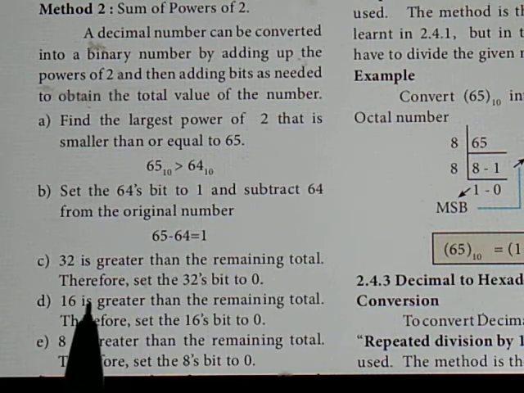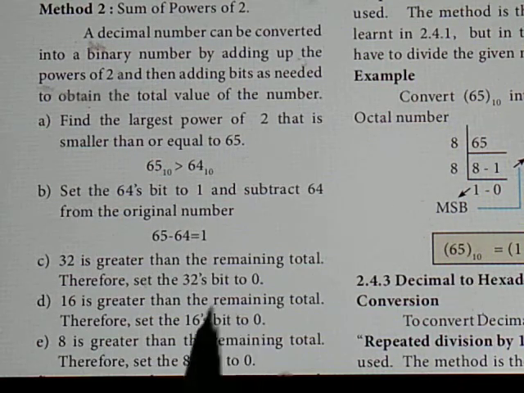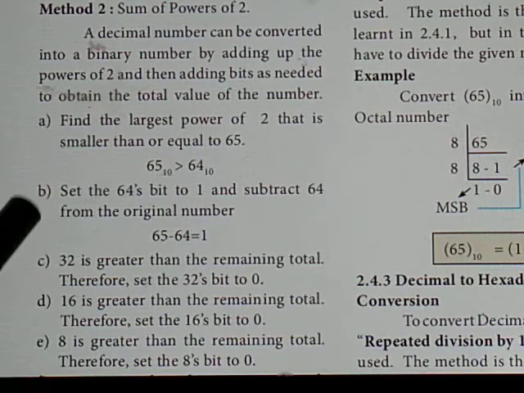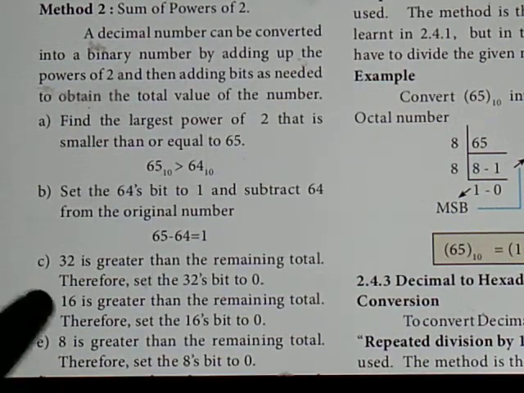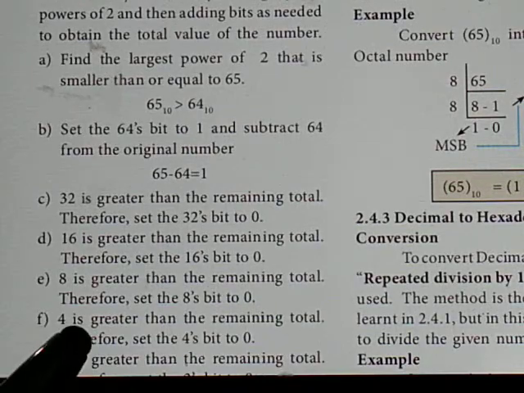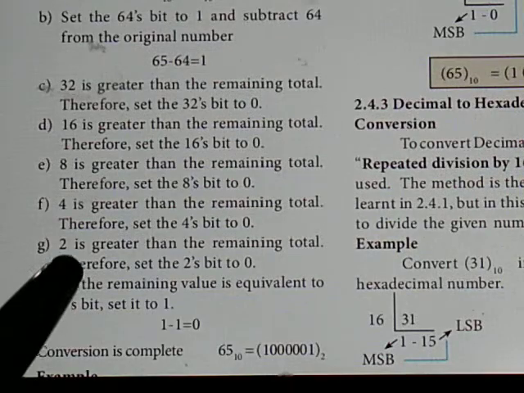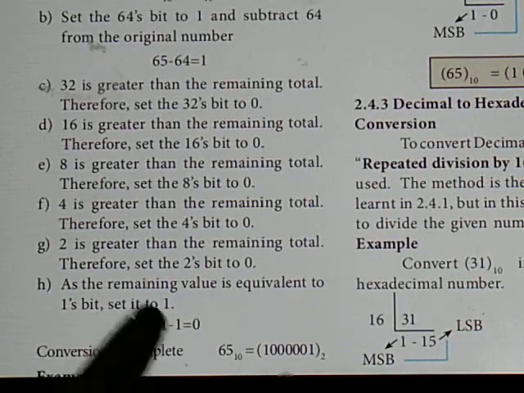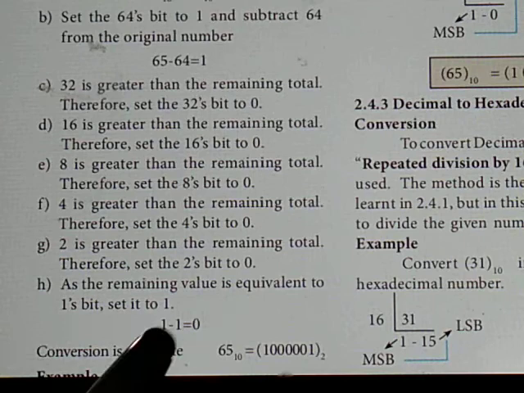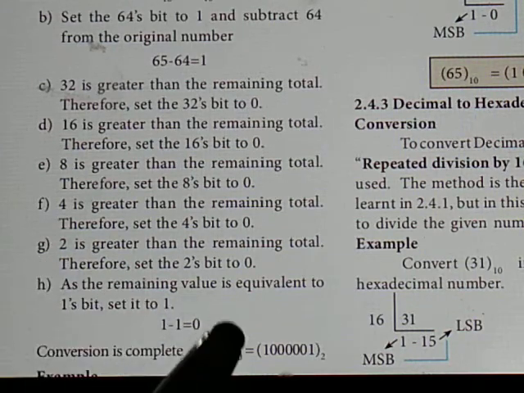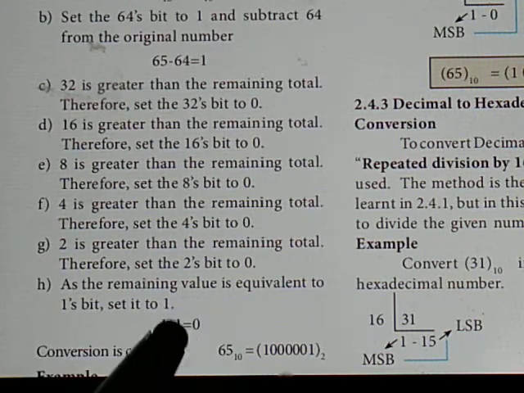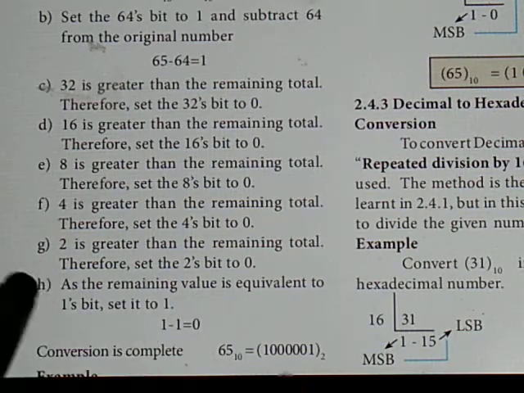For the next number, 16, compared with 1, 16 is greater, so we put 0. Next number 8: we can't subtract 8 from 1 either, so for that also we put 0. Then the next number is 4, which we can't subtract, so we put 0. Then 2 is there, and we put 0. As the remaining value is equivalent to the 1's bit, set it to 1. We can subtract 1 minus 1, which is 0, so for the last number we put 1.